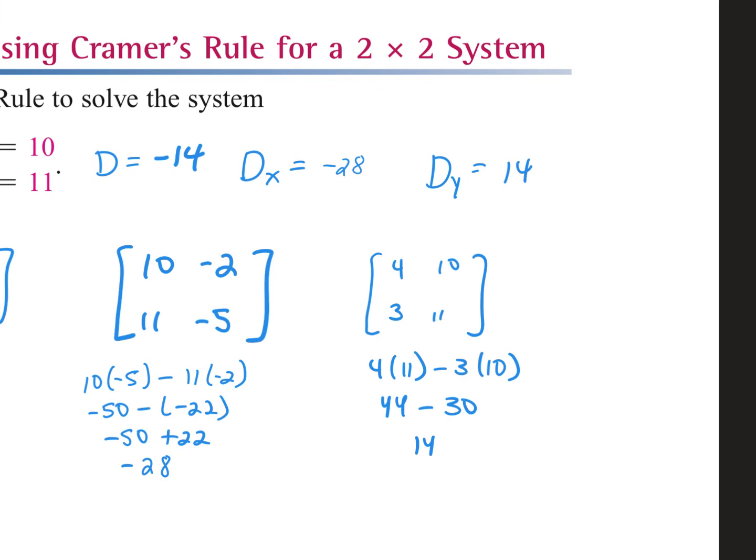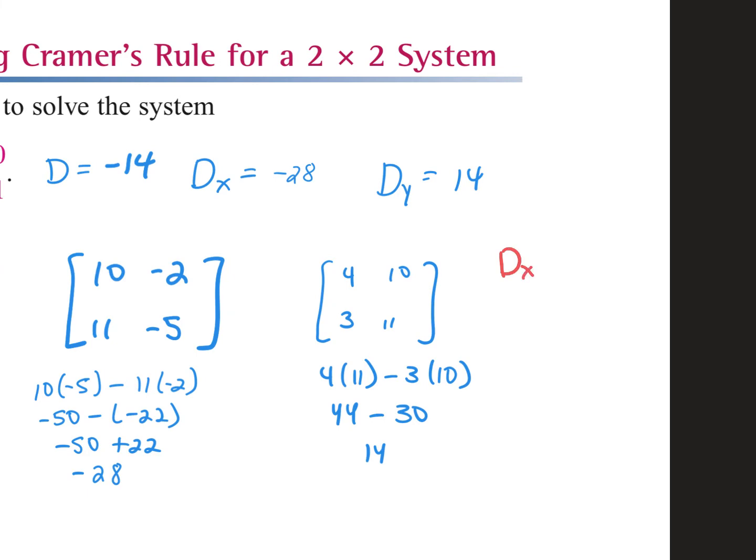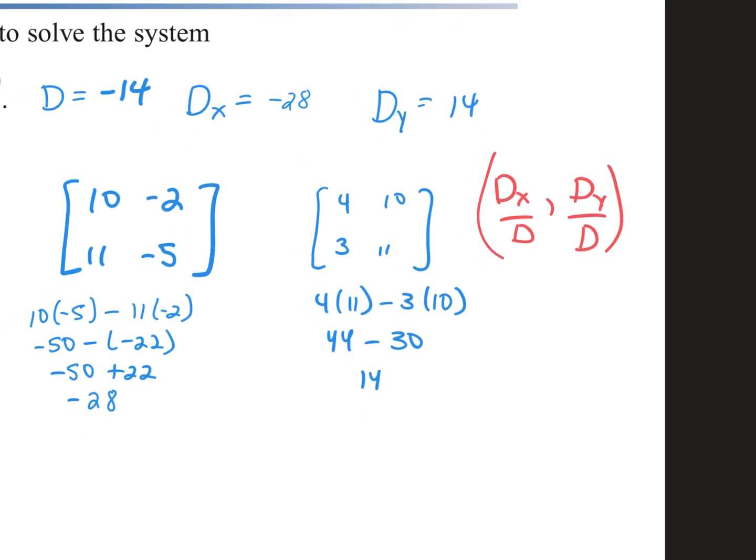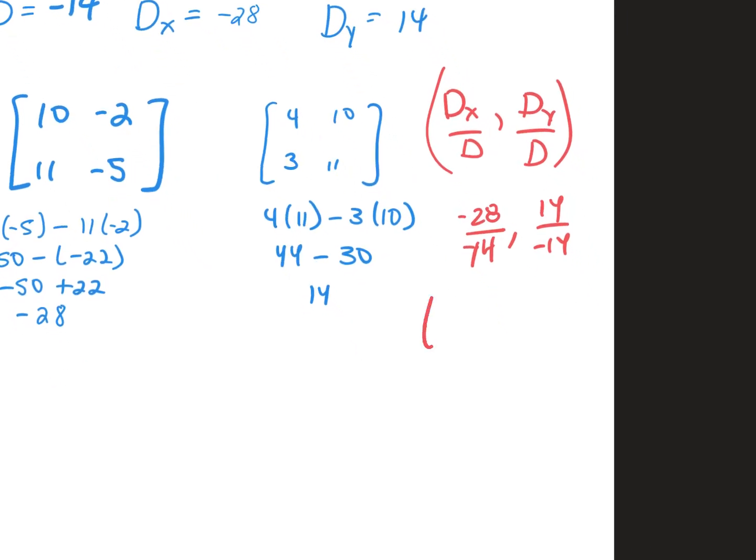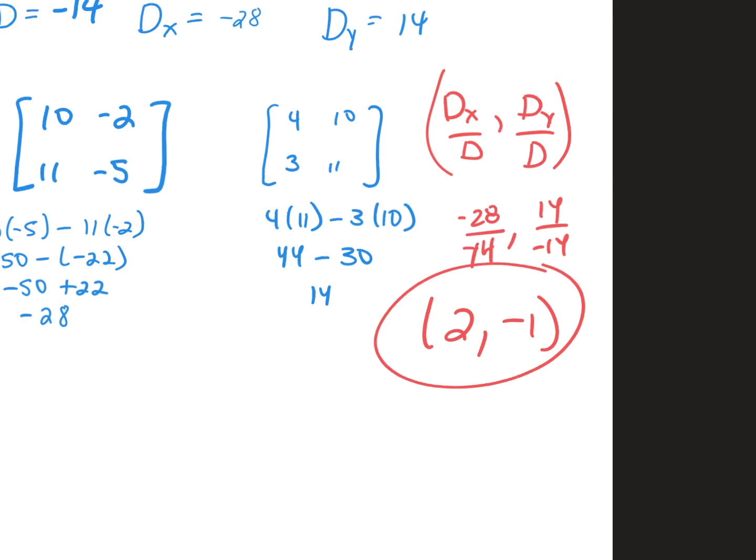I divide each variable, d sub x, d sub y, by my determinant. I have d sub x, d sub y, and I'm dividing both by the determinant. So -28 over -14, comma, 14 over -14, correct? What's -28 divided by -14? 2. What's 14 divided by -14? -1. And what can I do with those answers?